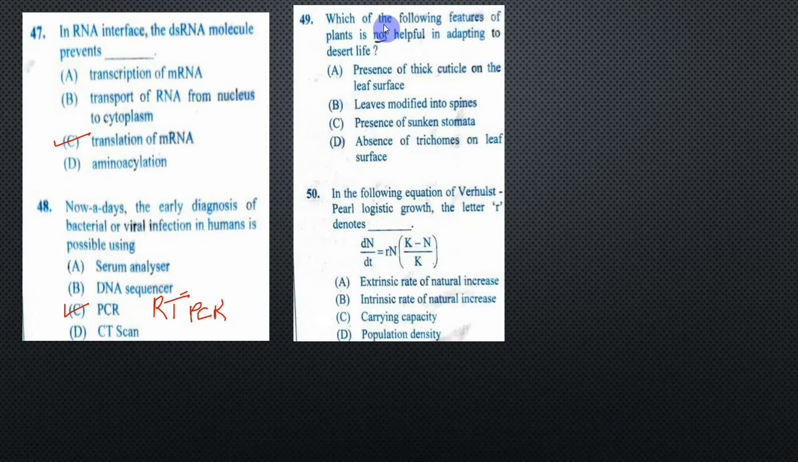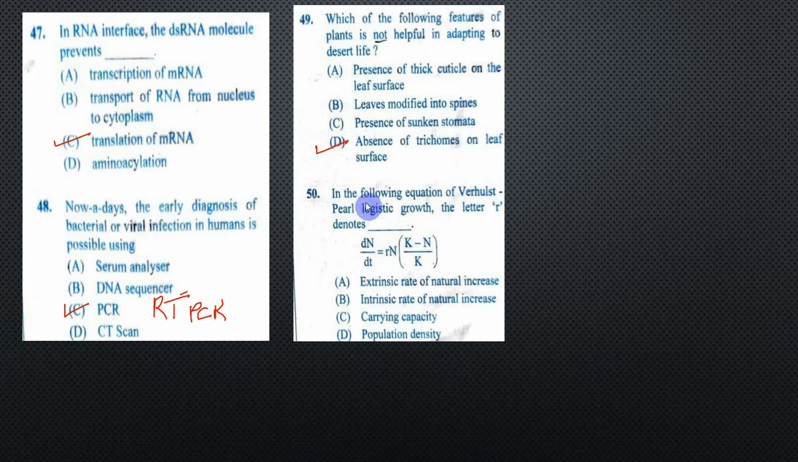Now, moving on, which of the following features of the plants is not helpful for adapting to desert life? Option A is presence of thick cuticle on the leaf surface, leaves modified into spines, presence of sunken stomata, absence of trichomes on leaf surface. Obviously, absence of trichomes on the leaf surface is not helpful. So D is the right answer for this. So presence of thick cuticle, it is required. Leaves modified into spines, that is in the case of Opuntia, what we observe, it is required for adaptation. And presence of sunken stomata, it is also required. D is the right answer.